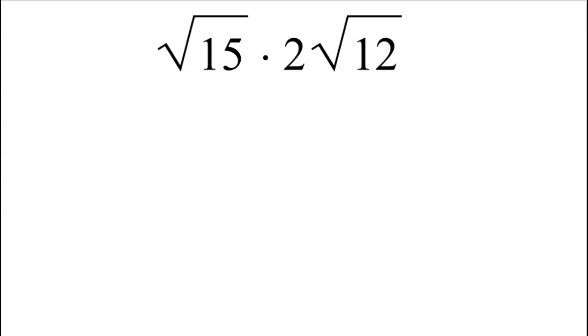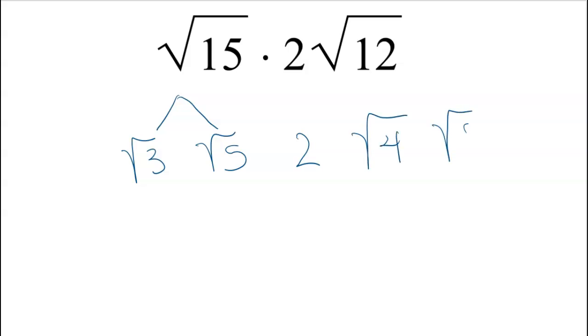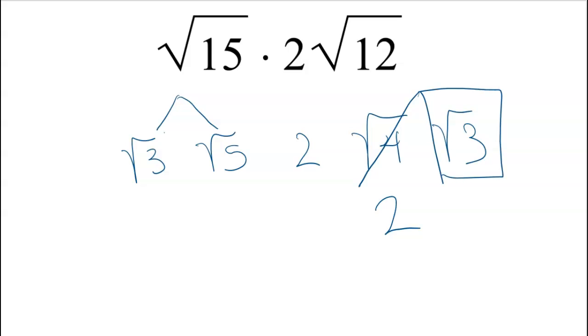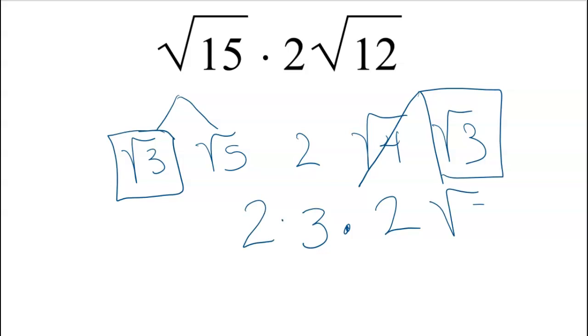Okay, let's try this one. Square root of 15, well, we're going to bring that down to the square root of 3, square root of 5. Here's a random 2. And 12, that's the square root of 4, square root of 3, right? Okay, neither of these are perfect squares. We can't do anything with this. This 4 is going to turn into a 2. And then here we have the square root of 3 and another square root of 3. The square root of 3 times the square root of 3 is 3. And then we have this 2 right here. And then the square root of 5.